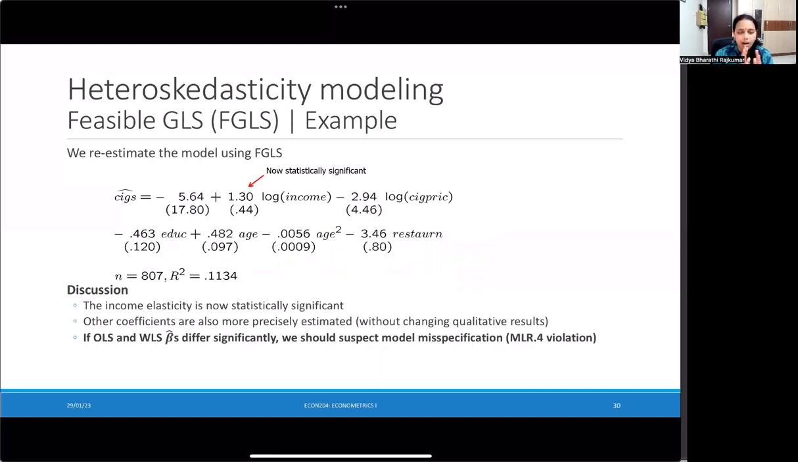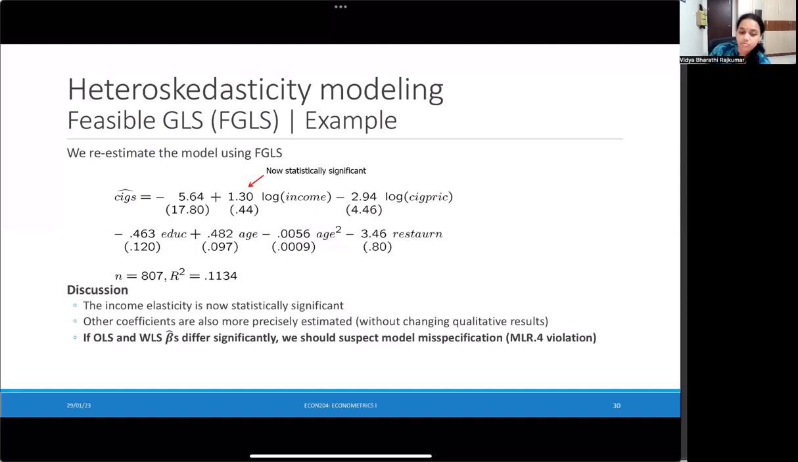Now, if our OLS and WLS coefficients are significantly different, it means we need to pay a little bit more attention because one of our models could be misspecified. But we're not going to go into that in detail. This is just to show you how the FGLS model is done in practice.